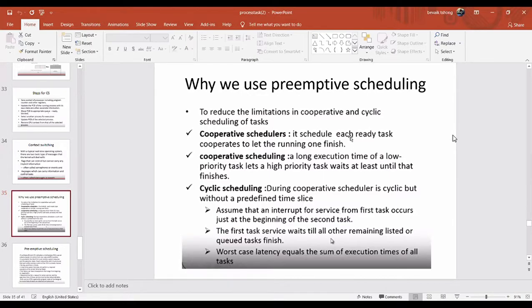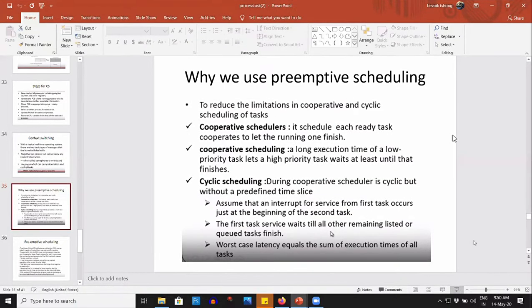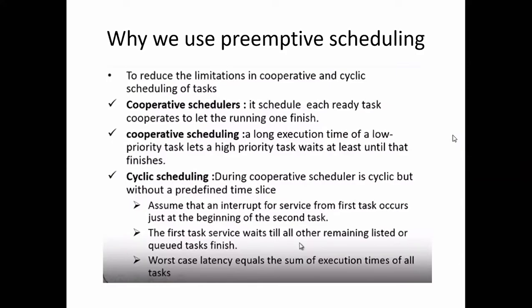This is another form of scheduling. We'll know in a while why we are dealing with preemptive scheduling: it is to reduce the limitations in cooperative and cyclic scheduling of tasks. There will be some limitations in this scheduling of tasks, especially when it is in a cycle, one after another, and it has to return back to the row T1, T2, T3. Then it comes back to T1, T2, T3, then again T1, T2, T3, hyper period.